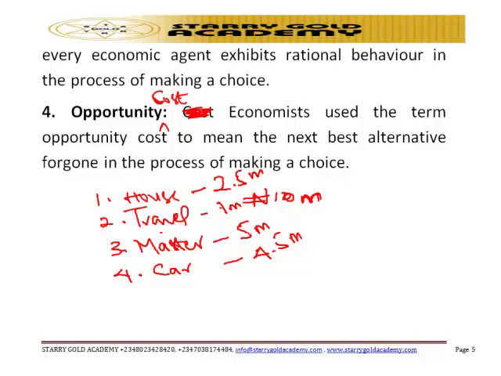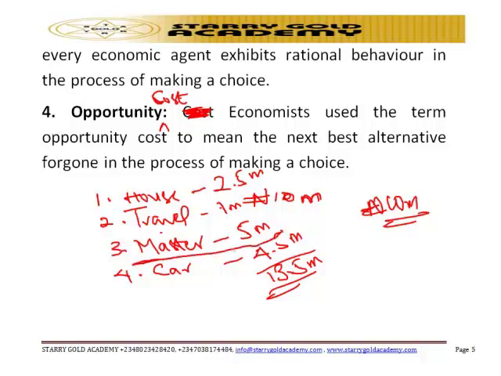So the aggregate of these: 2.5 plus 1 is 3.5 million, plus 5 million is 8.5 million, plus 4.5 million is 13.5 million. And the amount I have is 10 million naira. So I can rank my wants, and I might sacrifice. For instance, assume I'm sacrificing my car, which is 4.5 million. So I'm sacrificing this car for the others. This kind of sacrifice is my alternative forgone.